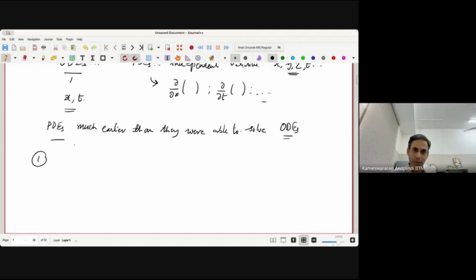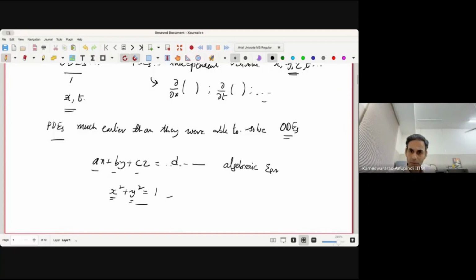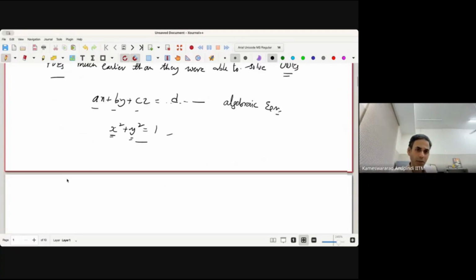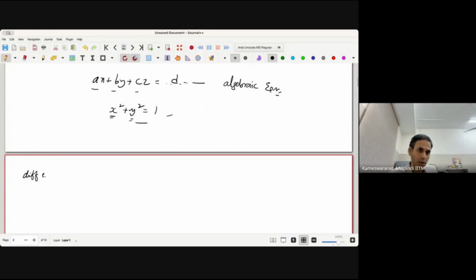These are now differential equations. In the context of algebraic equations, we said if you have ax plus by plus cz, etc., equals some d, this is a linear equation because the variables are multiplied with the constants a, b, c. Whereas when we have something like x squared plus y squared equals 1, we said this is a nonlinear equation because x and y are raised to a power other than 1. But those were algebraic equations. Right now we are dealing with differential equations, or ordinary differential equations to be specific.